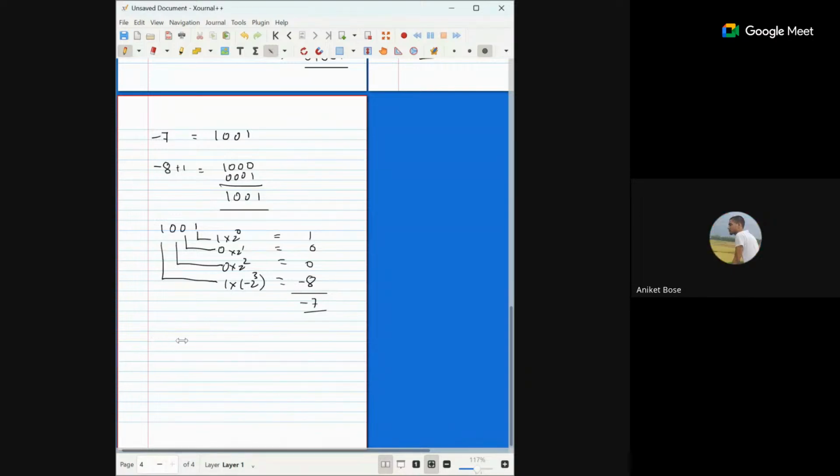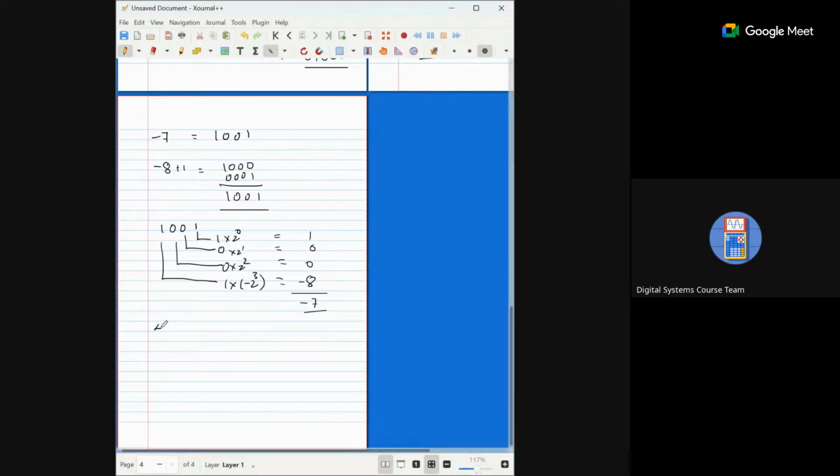Sir, but sir, -8 is not equal to 1000. I didn't say -1 is not equal to 1000; -8 is equal to 1000. But sir, if we take the 2's complement of 8, the value is +8, 1000. So I just want to emphasize one more point here.